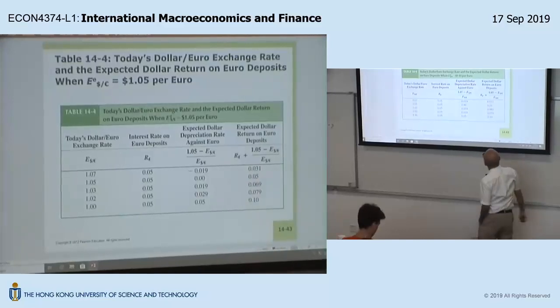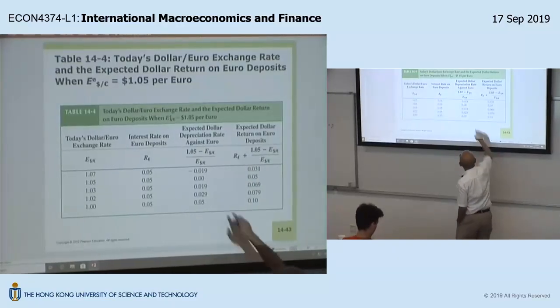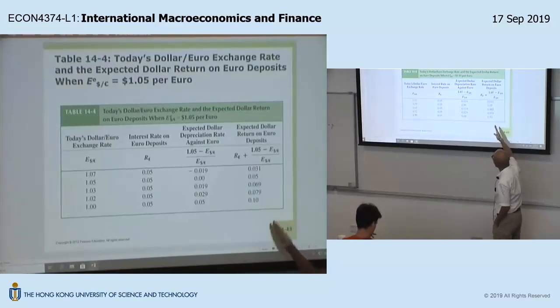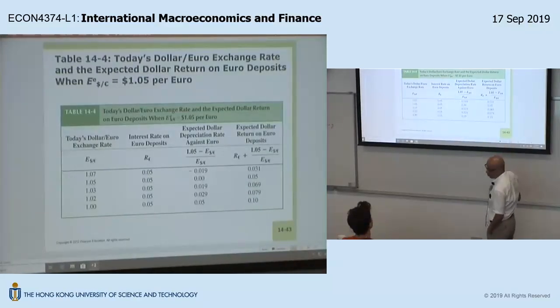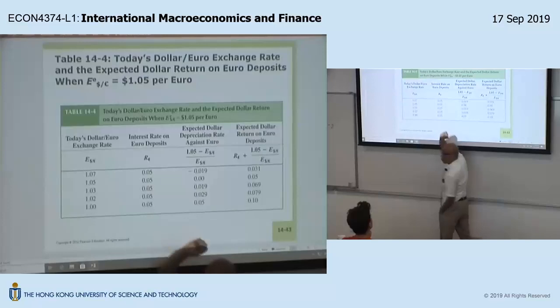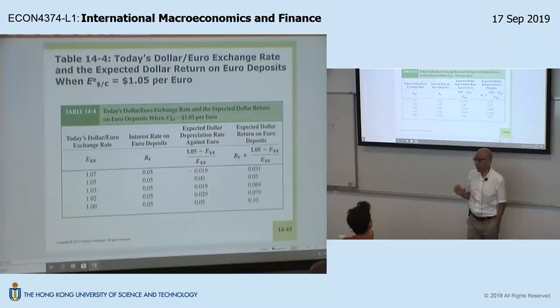This is a minus, so that's why you have a minus. So the expected dollar rate of return on euro deposit is 3.1%, which is lower than the euro interest rate because the euro is expected to depreciate in the next period.